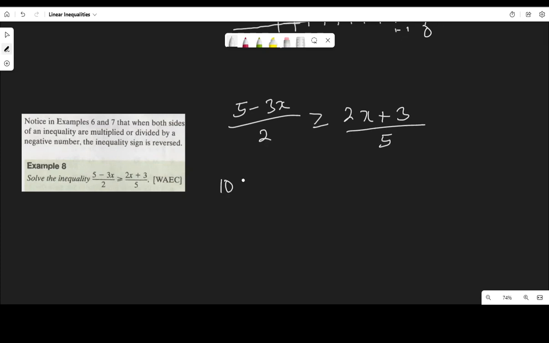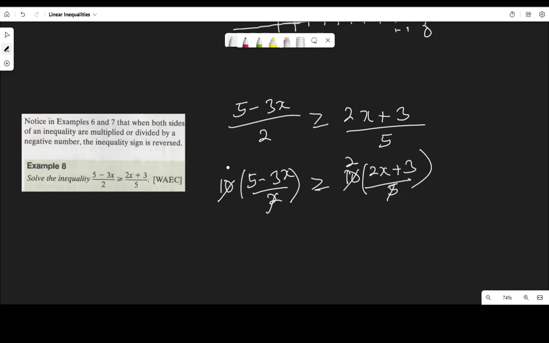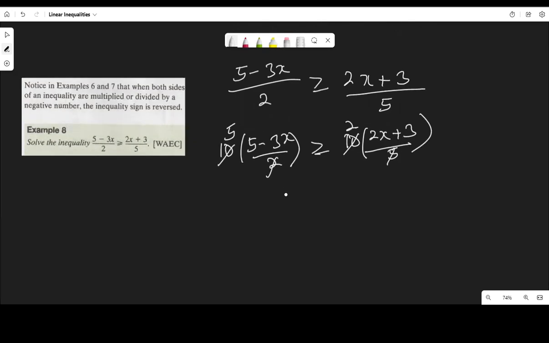So 10 multiplied by (5 minus 3x) over 2 is greater than or equal to 10 multiplied by (2x plus 3) over 5. 5 here goes 1 time, 5 here goes 2 times, 2 here goes 1 time, 2 here goes 5 times. Another way we can do that is to cross multiply right here. This time, you can see we still have the same 5 multiplying it, and this time we also have the same 2 multiplying it.